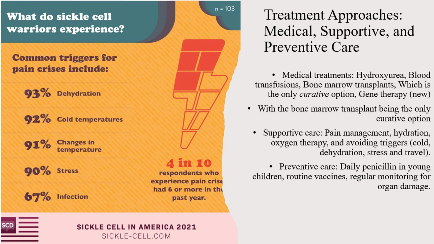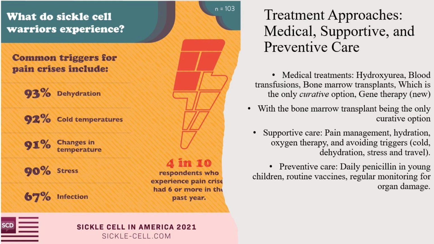Now, even with treatment, crises and organ damage can still happen, so supportive care is essential. Supportive care can look like pain management during vaso-occlusive crises, hydration and oxygen therapy, and avoiding common triggers like cold temperatures, dehydration, infections, emotional stress, altitude changes, or sudden temperature changes.